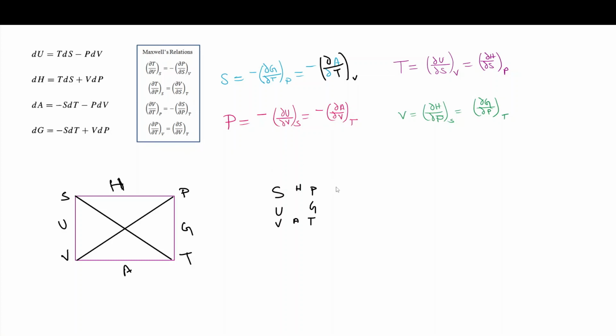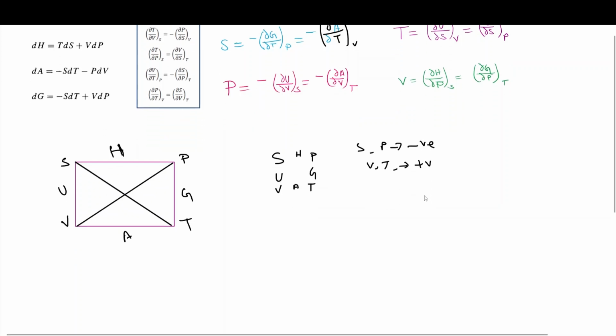One more thing you need to remember: whenever S and P appear, the sign will be negative, and for V and T, the sign will be positive. That's all. Now let's proceed.